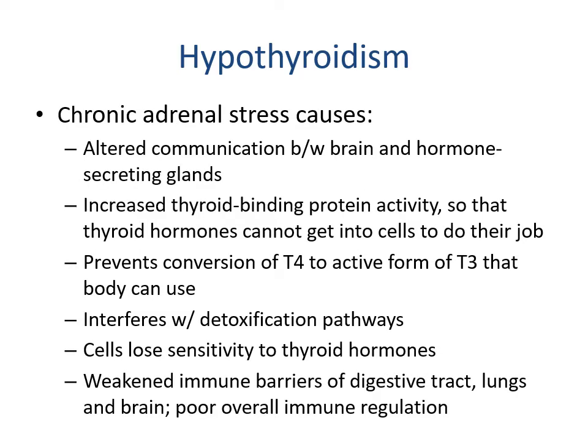So looking at chronic adrenal stress, this can cause altered communication between the brain and hormone-secreting glands, and increased thyroid binding protein activity so that thyroid hormones cannot get into the cells and function properly. It prevents the conversion of T4 to the active T3, can interfere with detoxification pathways, and the cells can lose sensitivity to thyroid hormones, and weakened immune barriers of the digestive tract, lungs, and brain can lead to poor overall immune regulation.